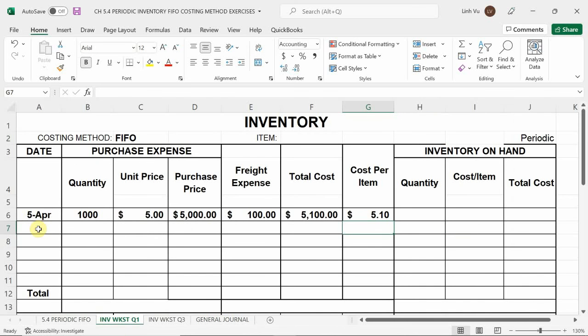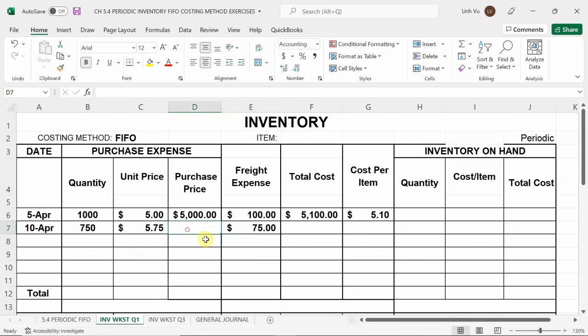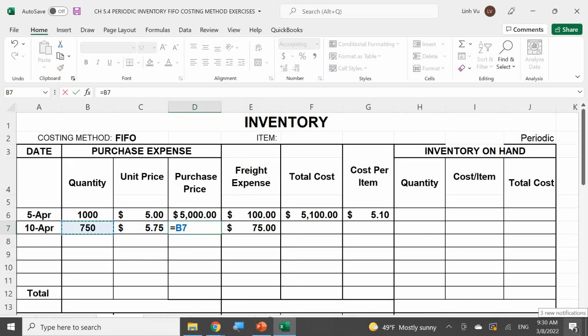So my inventory worksheet, it is April 10. We purchased 750 units at $5.75 with a freight of 75. So same thing goes here. What is my purchase price? Quantity times unit price. 4,312. And what was my freight? What's my total cost?